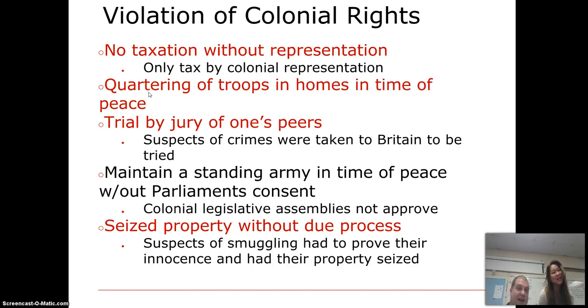What else could we not do? Quartering of troops. Quartering. That's not where you split them up. That's where they try to live on your couch. Bad. And they try to get rid of what? Trial by jury by one's peers.